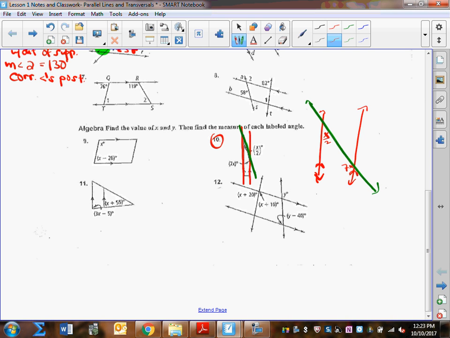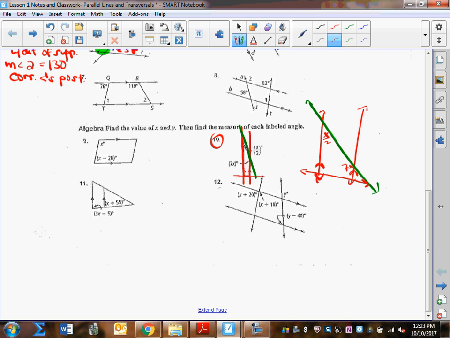Now, we also had this line cutting through. Does that make any difference on our picture though? No, because my angles aren't along that transversal. That transversal isn't parallel to anything, so it doesn't make a difference for us. Okay, so now we've got these as my parallel lines.